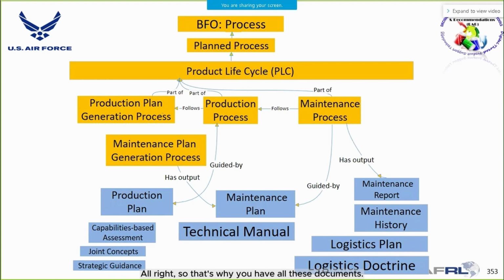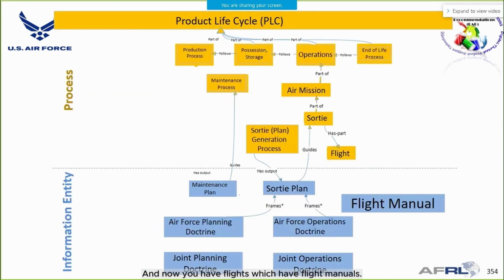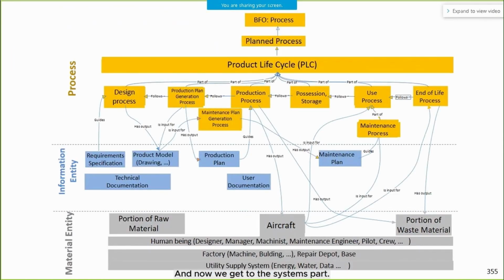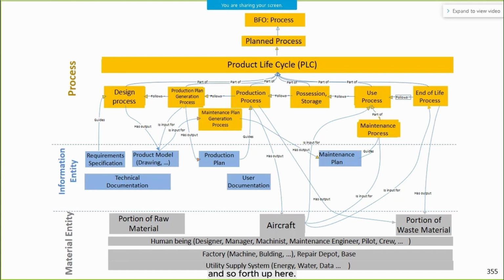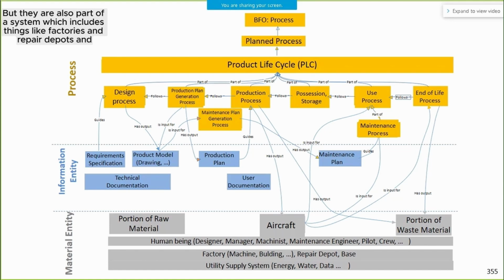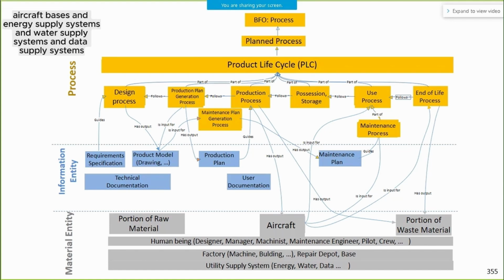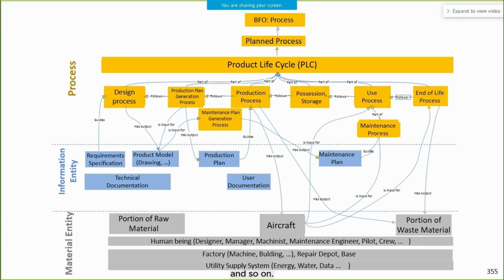Then all right, so that's why you have all these documents, and now you have flights, which have flight manuals, and now we get to the systems part. So a production process has output of an aircraft, but the aircraft is part of a system which includes human beings, such as the designers and the machinists and the maintenance engineers and so forth up here. But they are also part of a system which includes things like factories and repair depots and aircraft air bases and energy supply systems and water supply systems and data supply systems and so on.